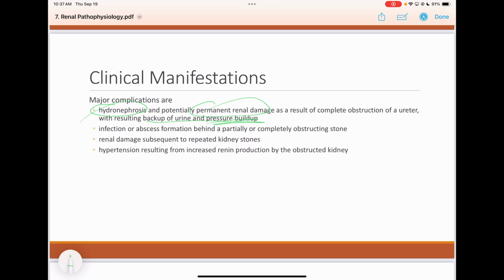You can also get an infection or abscess behind that obstruction, renal damage due to repeated kidney stones, and you may get hypertension from increased renin production due to that blocked or obstructed kidney as well.